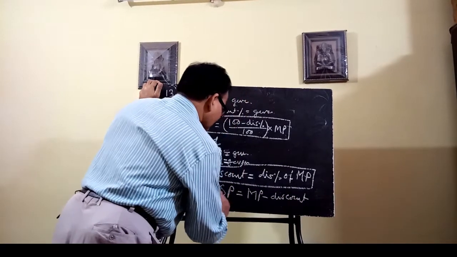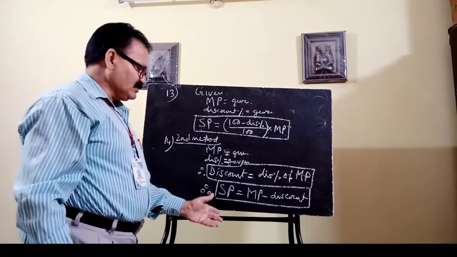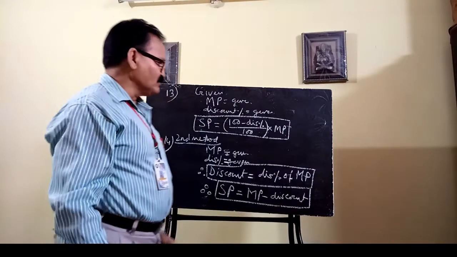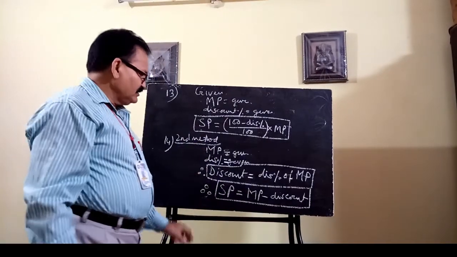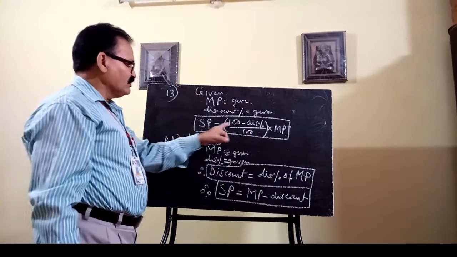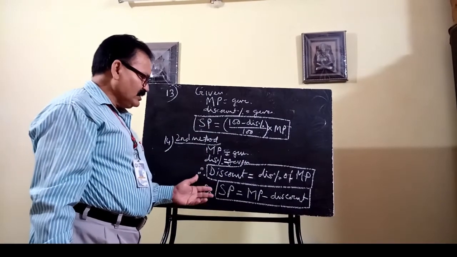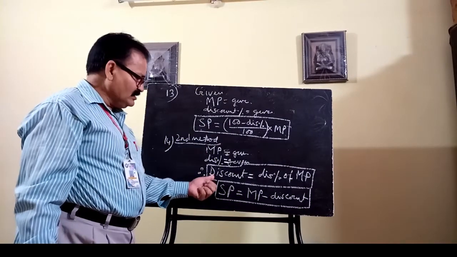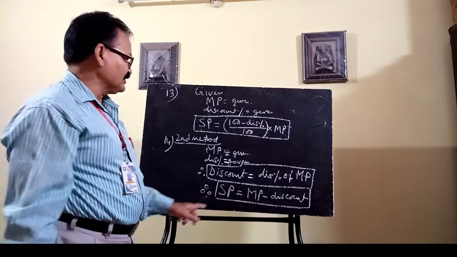So in this way you can calculate your SP. SP equals MP minus discount. Clear? This is the formula. When MP is given and discount percent is given, you can directly find the SP by using this formula, or you first find the discount, then subtract it from MP to get the SP.